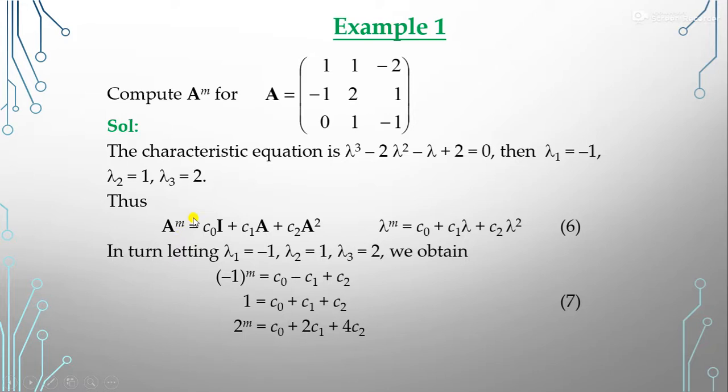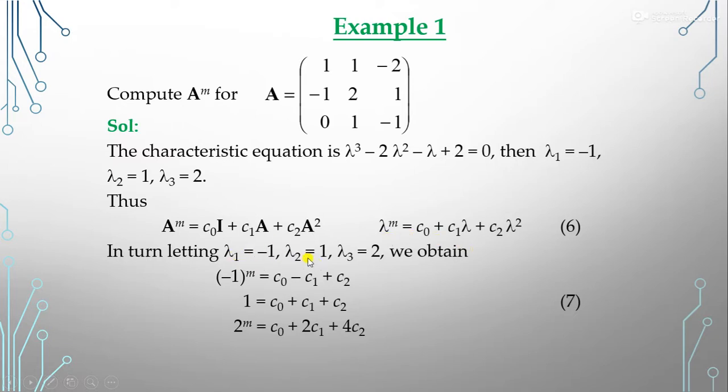Now what will be the A raised to the power m expression? C0 I plus C1 A plus C2 A squared. Why? Because we have a 3 by 3 matrix, so our expression of A raised to the power m goes up to C2 A squared. To solve this expression, we need to find the values of C0, C1, C2. So we put lambda raised to the power m is equal to C0 plus C1 lambda plus C2 lambda squared, and we have the three eigenvalues here.